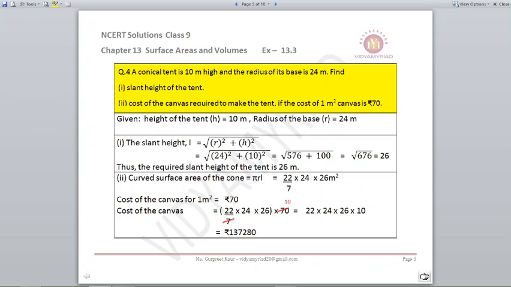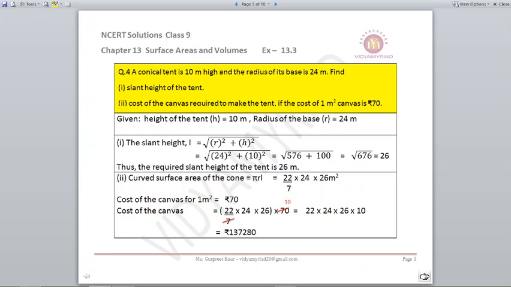Now let us see what is the R and H. The conical tent is 10 meter high. That means they are giving the perpendicular, the straight height, that is 10 meters, and radius is also given to you as 24 meters. Put it into the formula. Radius is 24, height is 10. It comes to square root of 576 plus 100, which is 676, and square root of 676 is 26. So we got this slant height as 26.